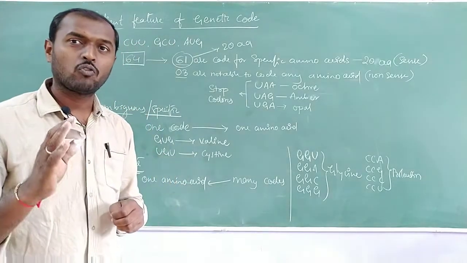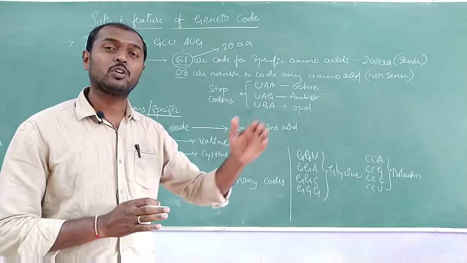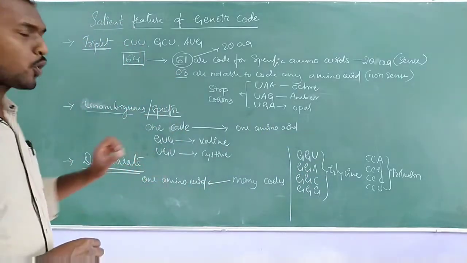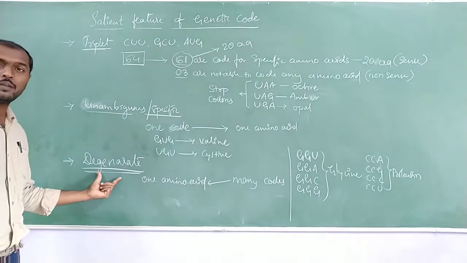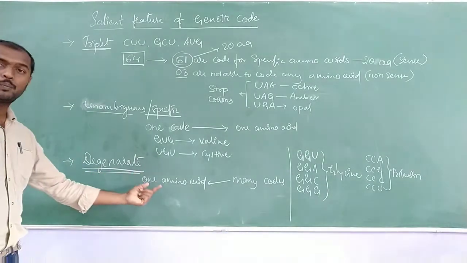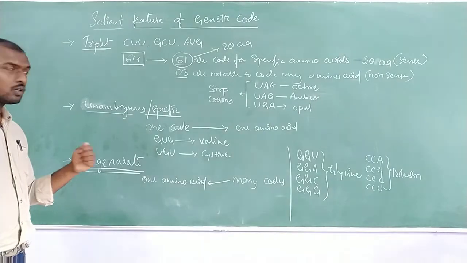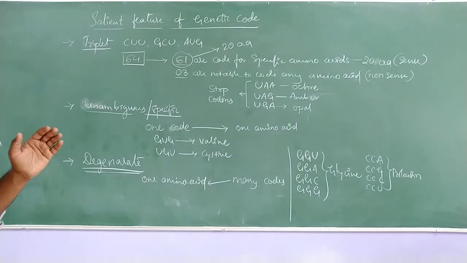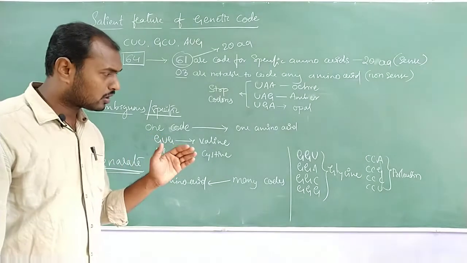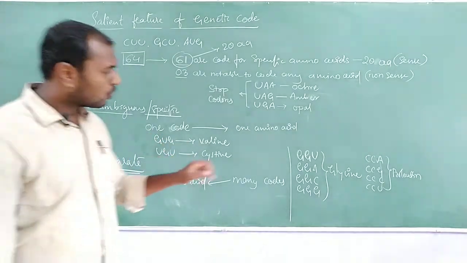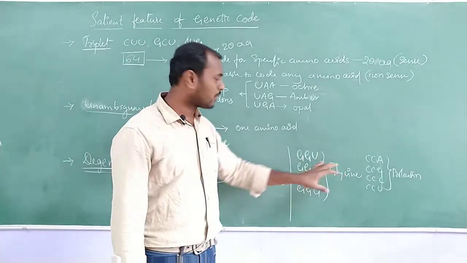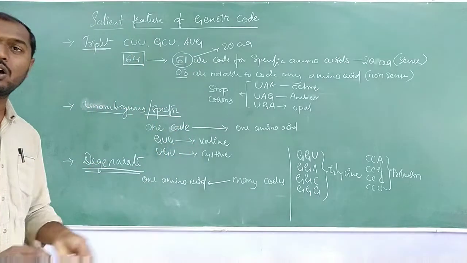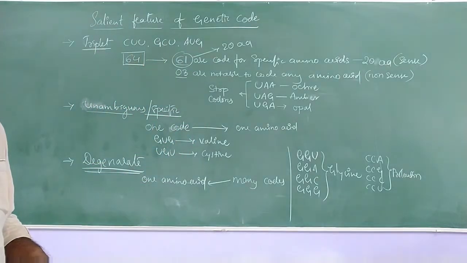So hope you got why 61 codons are able to code only 20 amino acids. This is the third property of the genetic code: it's degenerate. What do you mean by that? It explains that one amino acid can be coded by many codons. That is the third property of the genetic code.